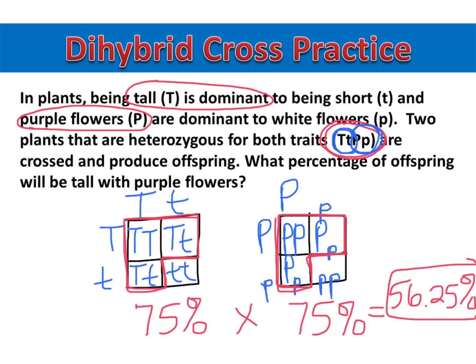There's another situation where on a test you might see a rounded answer and it would just be 56%. But in this case, 56.25% is the best answer. And that's the percentage that will be tall with purple flowers.